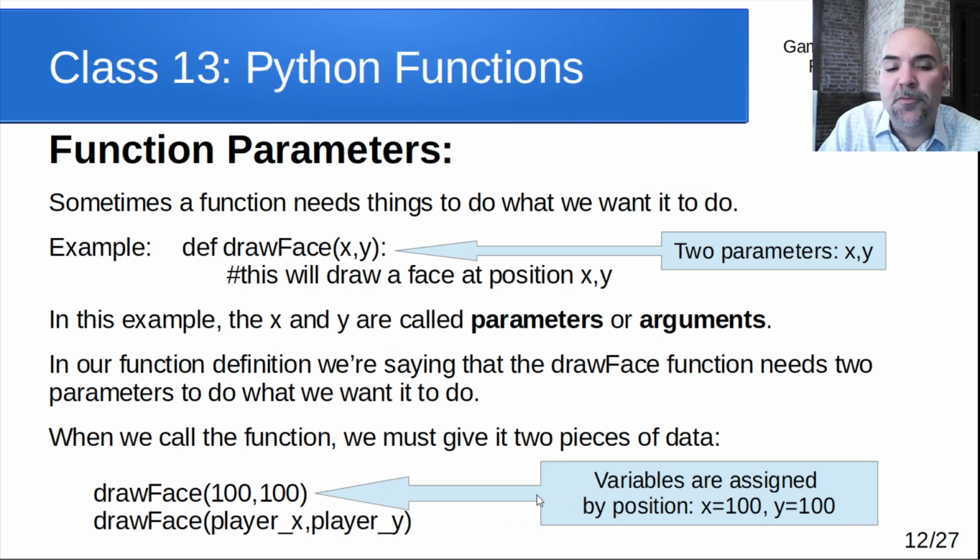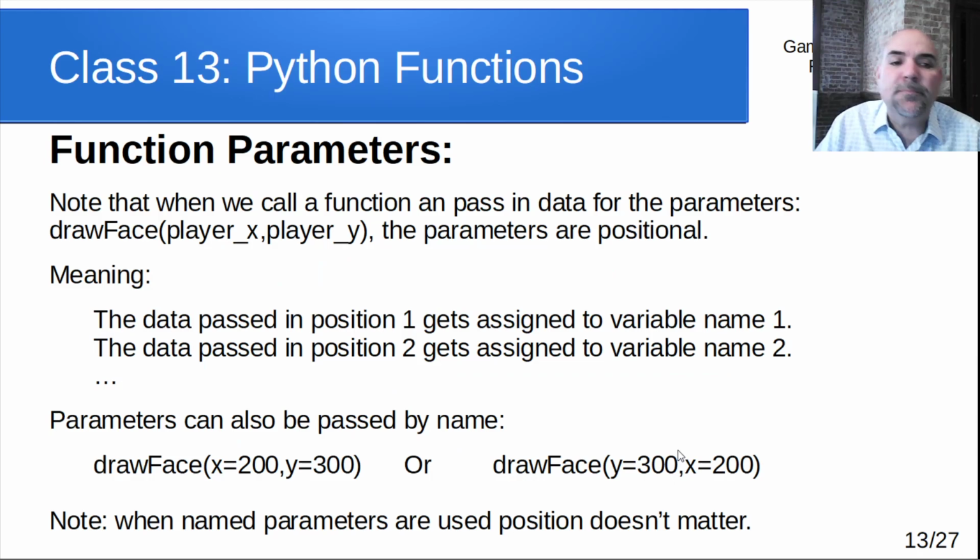And those variables are going to be assigned the values by position. In other words, inside the function now, in this case, x is going to be equal to 100, y is going to be equal to 100. So we can now access those variables, which will have the values that were passed in. And by default, the parameters are passed by position.